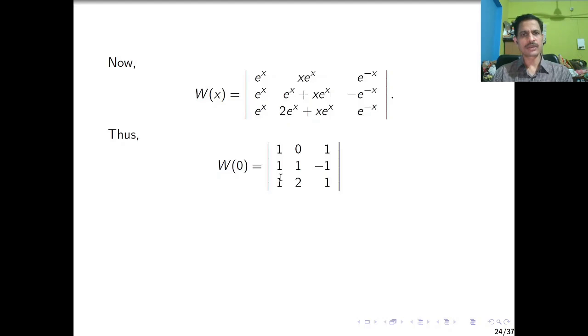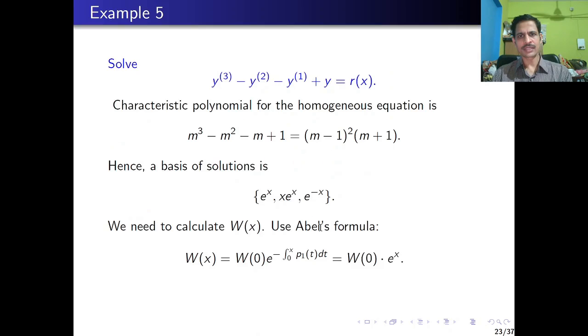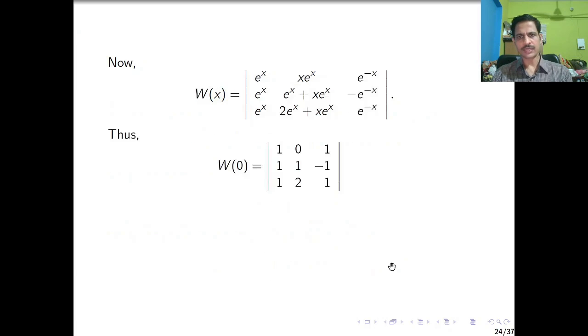Now we want to calculate the Wronskian at 0, W(0). So W(0) is equal to the determinant of this particular 3 cross 3 matrix. So you have to substitute 0 for x here. So e raised to 0 will be 1, and here 0 times e raised to 0, so this is 0 and so on. So on putting 0 for x in this determinant, we evaluate this determinant, and the value comes out to be 4. So this tells us that the Wronskian is equal to 4 times e raised to x. So we write that 4 here, and so we get W(x) is equal to 4 times e raised to x.